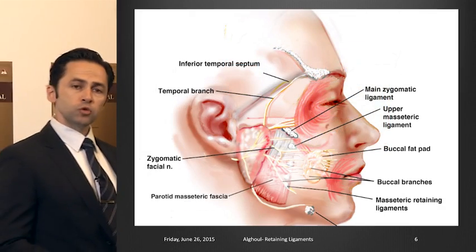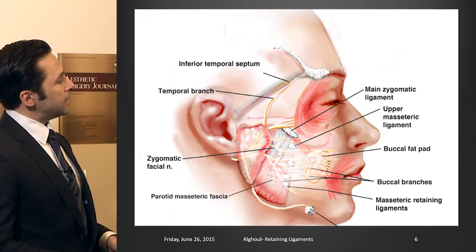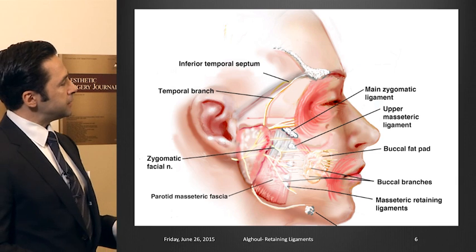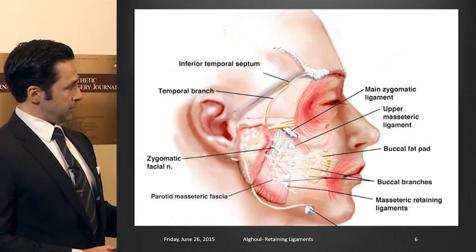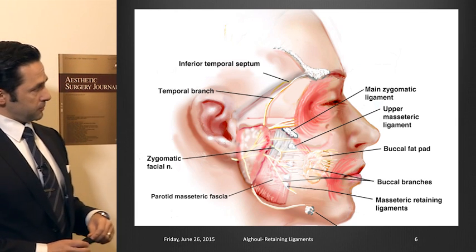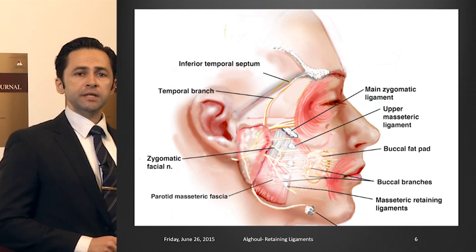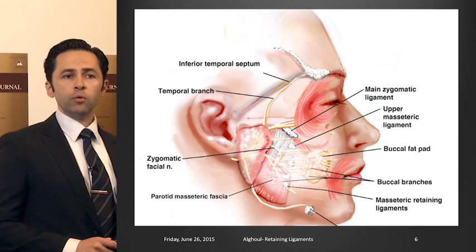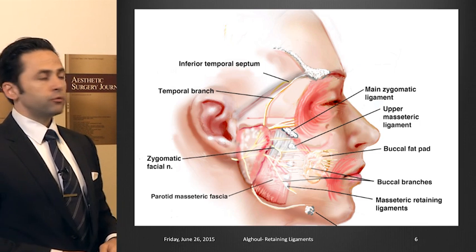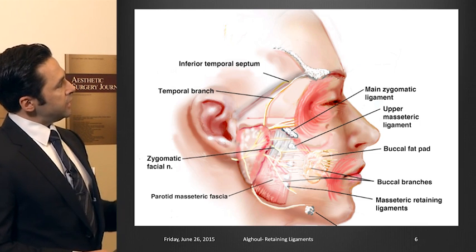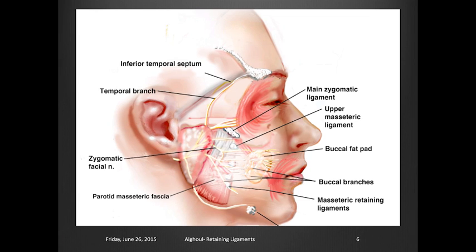And finally, I feel this is the most important illustration of this article. It highlights the importance of the retaining ligaments as landmarks to find the branches of the facial nerve. It's actually very interesting that each one of these retaining ligaments has a very intimate relationship with one of the facial nerve branches. For example, the temporal branch of the facial nerve runs very closely just inferior to the inferior temporal septum, while the zygomatic branches of the facial nerve have a very intimate relationship with the main zygomatic retaining ligament and the upper masseteric retaining ligament.